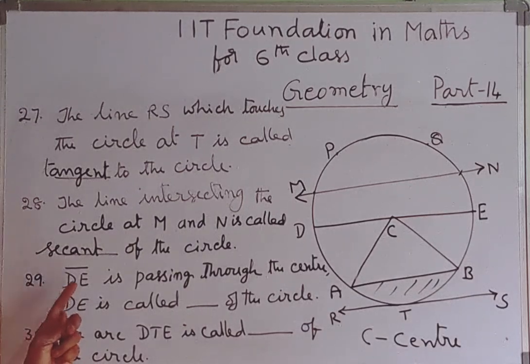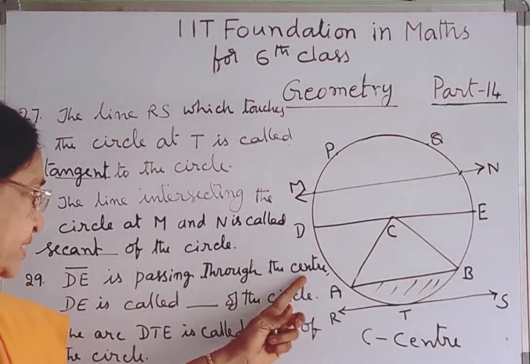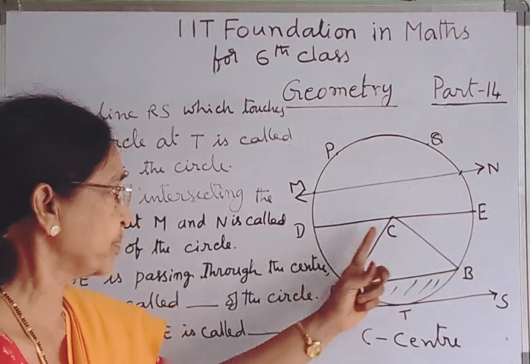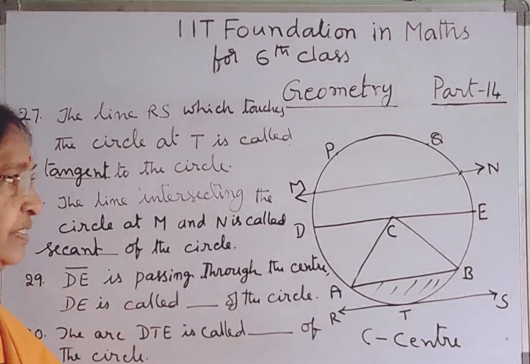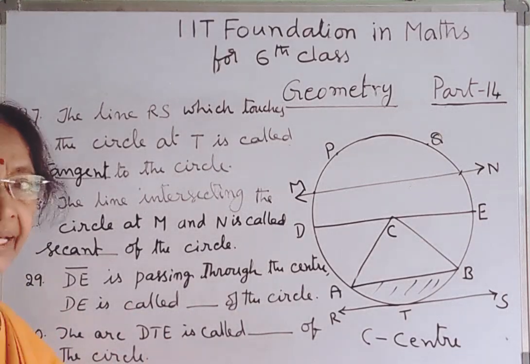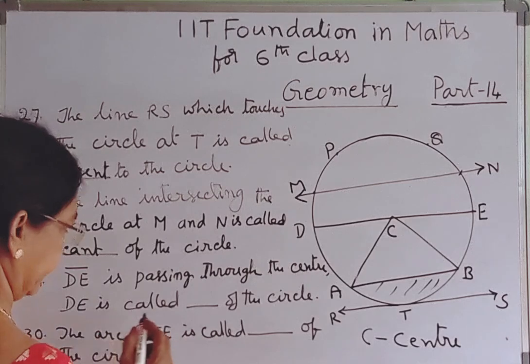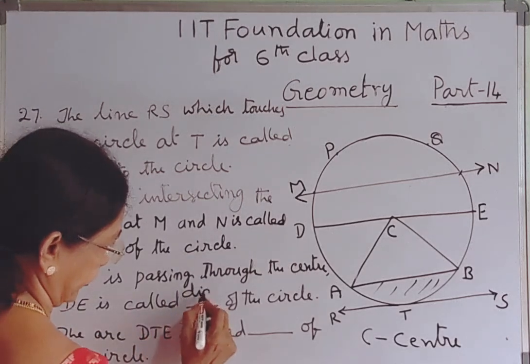29. The line segment DE is passing through the center. It is passing through the center C. DE is called dash of the circle. DE is called the diameter of the circle. Diameter of the circle.